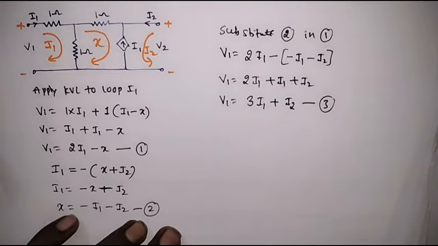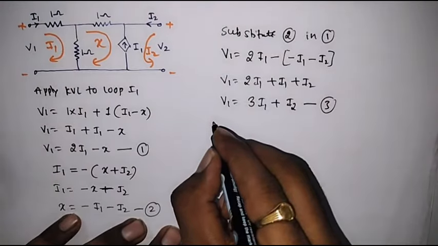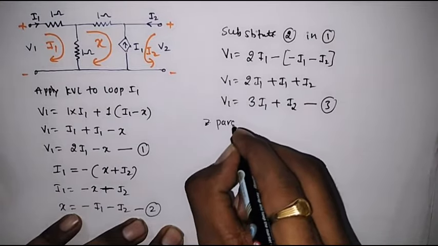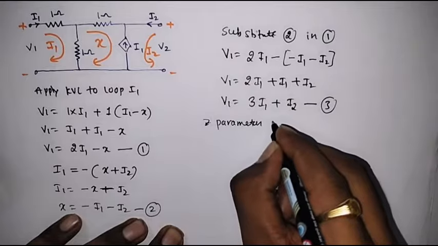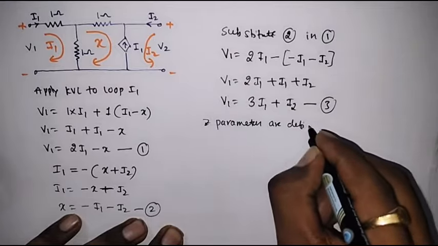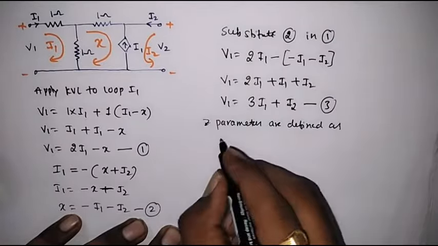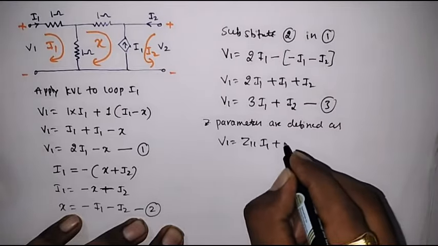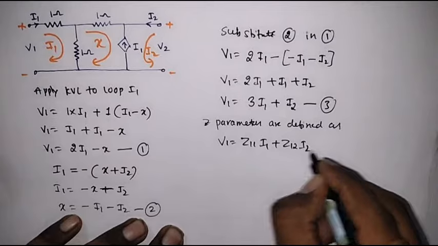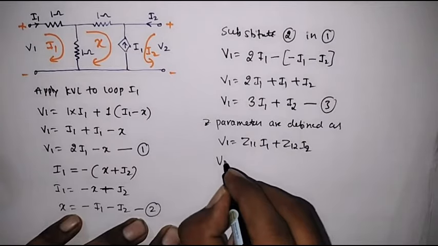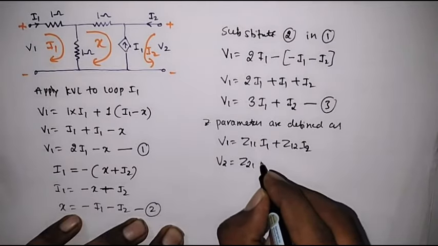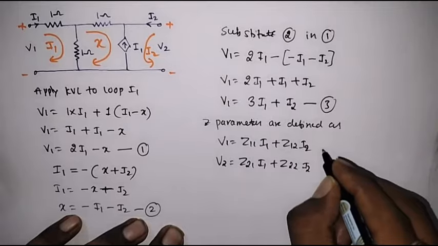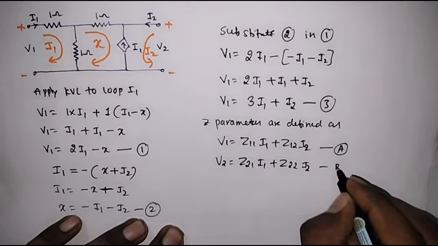Now we know that Z parameters are defined as V1 is equal to Z11 I1 plus Z12 I2, and V2 is equal to Z21 I1 plus Z22 I2. We'll call the first equation A, and the second equation B.